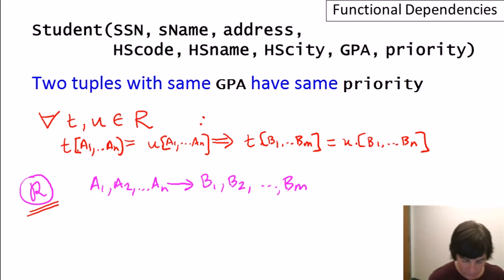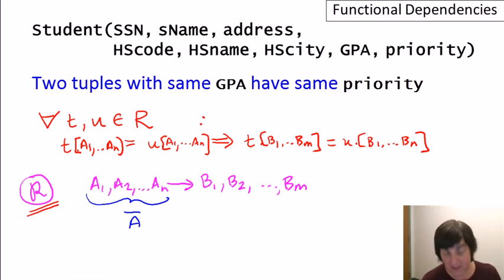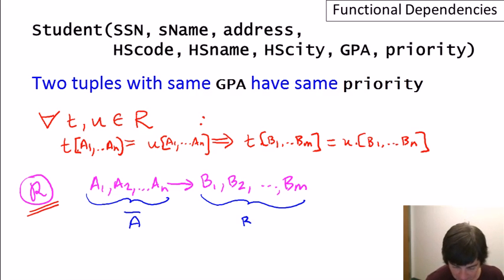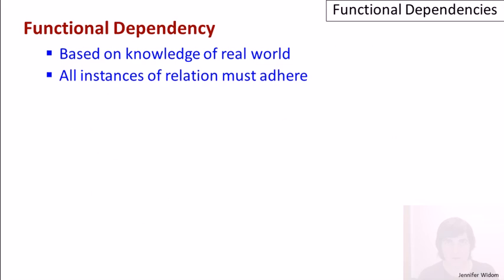Just one last bit of notation before we move on. For simplicity, I'm going to often in the video abbreviate a list of attributes or set of attributes by using a bar. So I'll write A bar to indicate a set of attributes A and B bar to indicate a set of attributes B. And again, this is just for convenience.